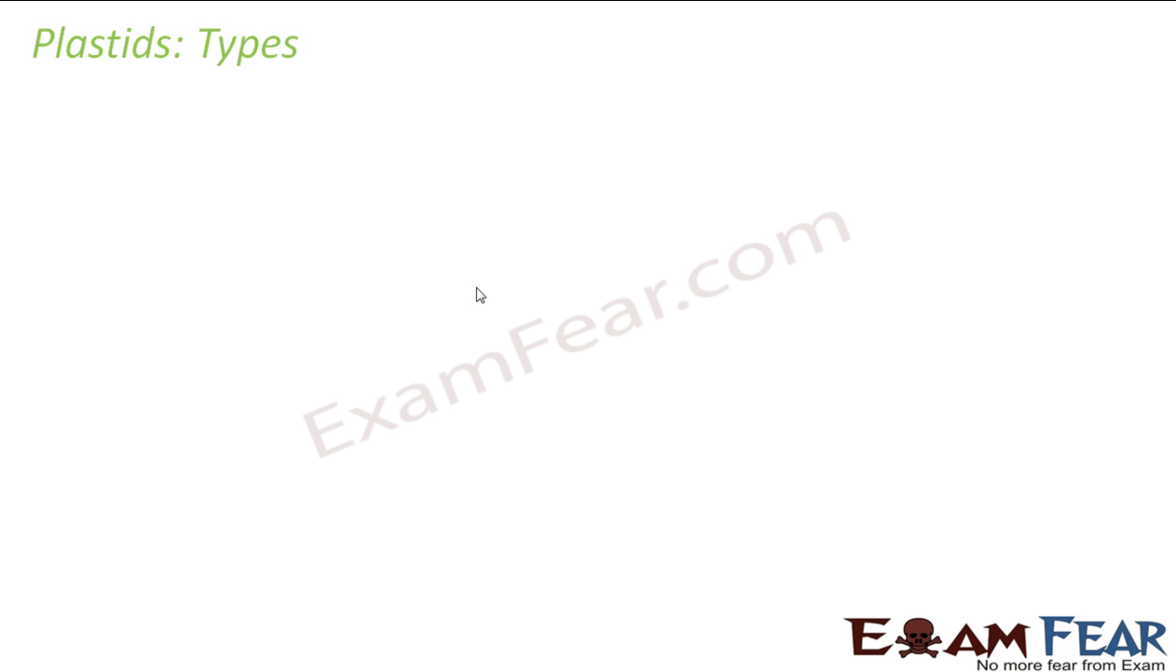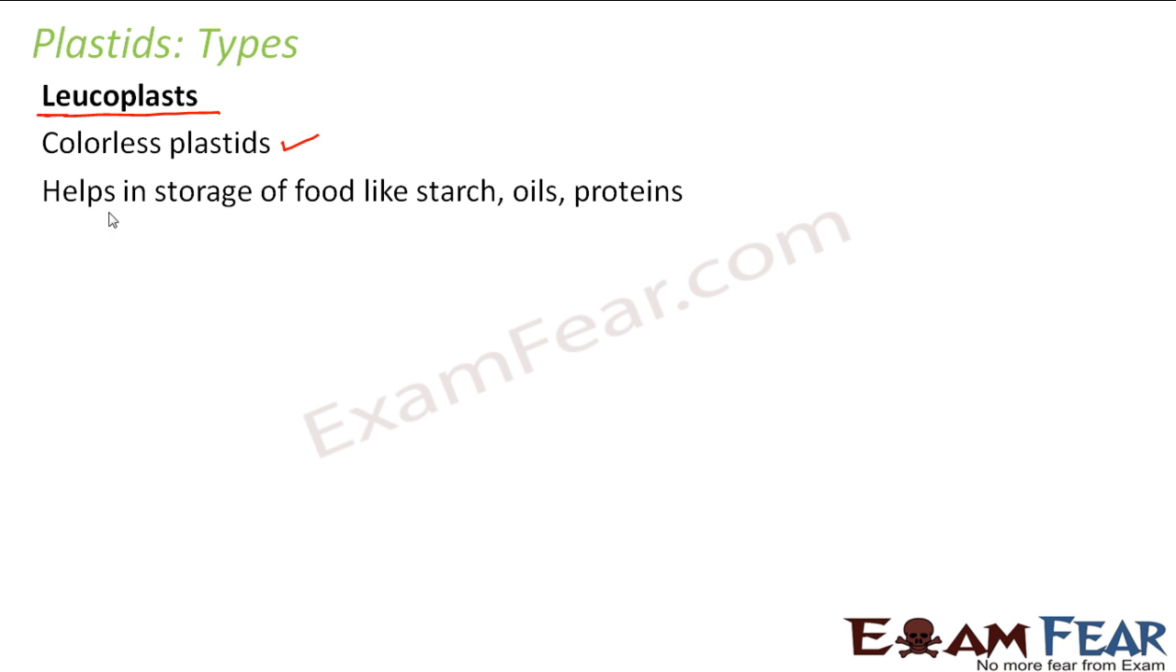Let us first talk about the two types of plastids, starting with leucoplast. Leucoplasts are the colorless plastids, so they do not have any colors. They help in storage of food like starch, oils and proteins. For example, these plastids are present in plant cells. There you need as many organs as you have which can store things, the better it is, right? So these plastids help to store food like starch, oils and proteins, and they are used as storage organs.